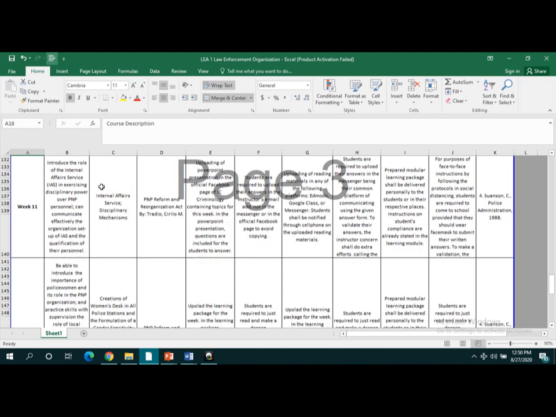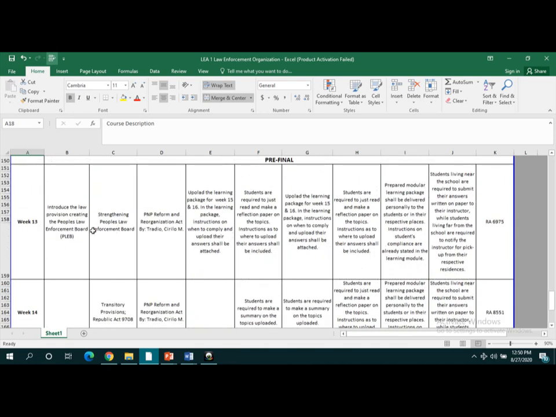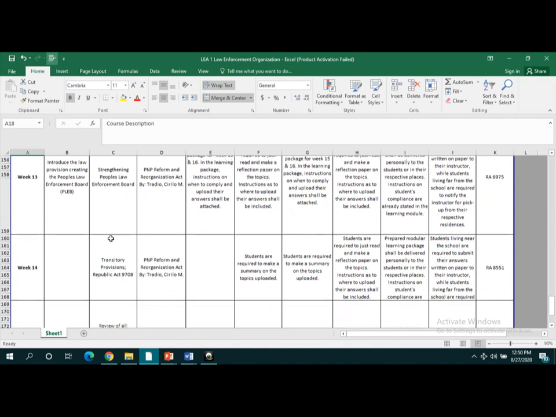For week 11, we will be discussing the Internal Affairs Service and its disciplinary mechanism, or what we also know as IAS. For week 12, the creation of the women's desk in all police stations. So it's all about the gender sensitivity program in the organization. For week 13, we will be discussing the PLEB or the People's Law Enforcement Board. So this is one of the underrated complaint institutions of the government against a policeman. Week 14, transitory provisions of Republic Act 9708.